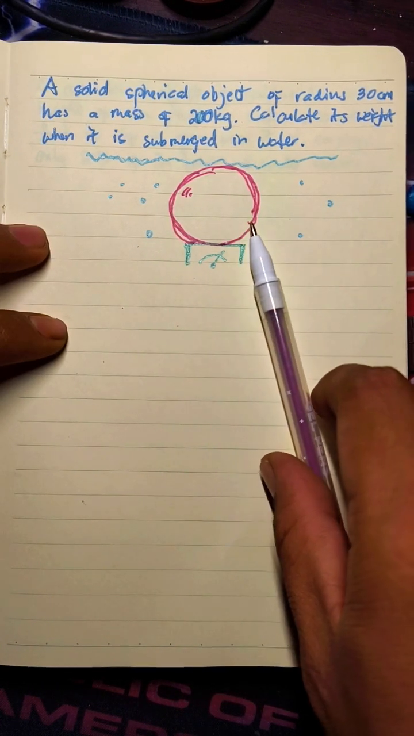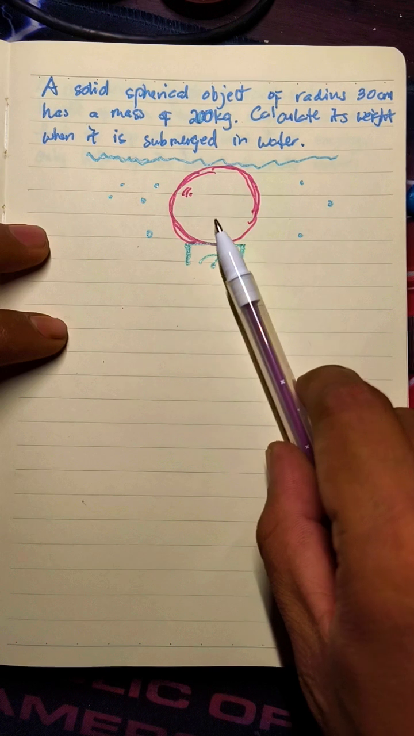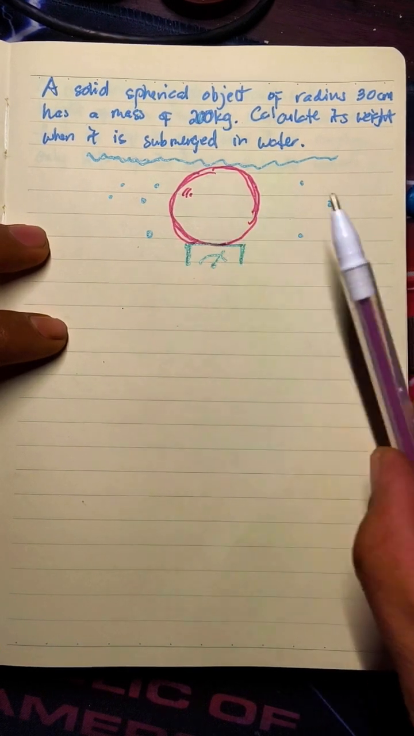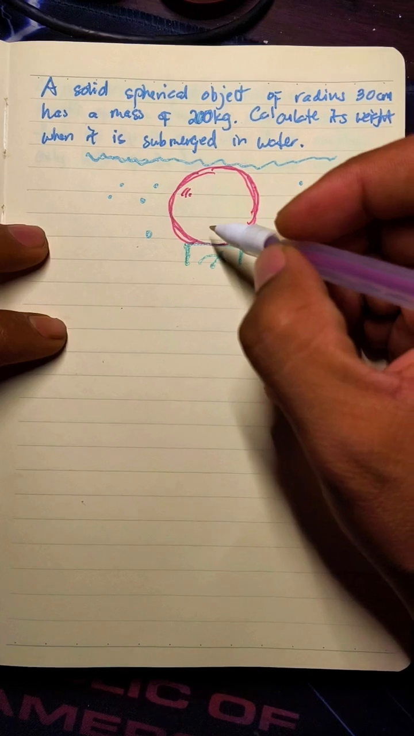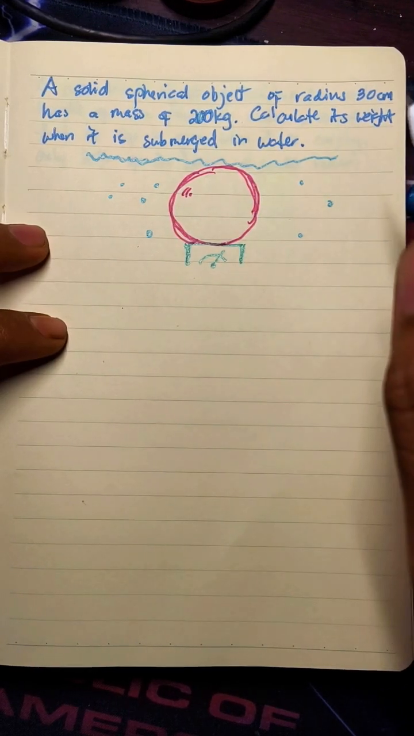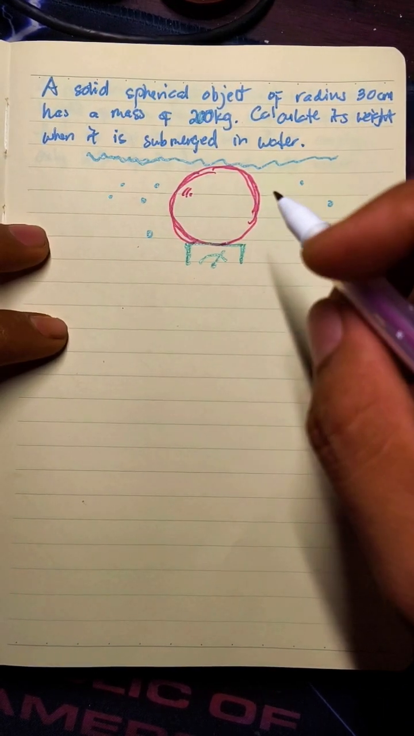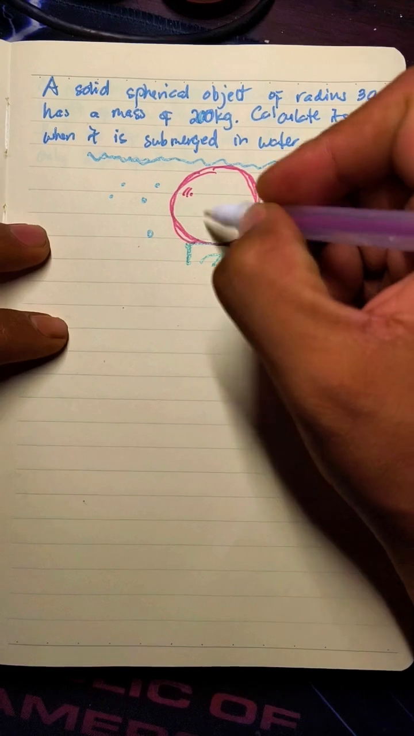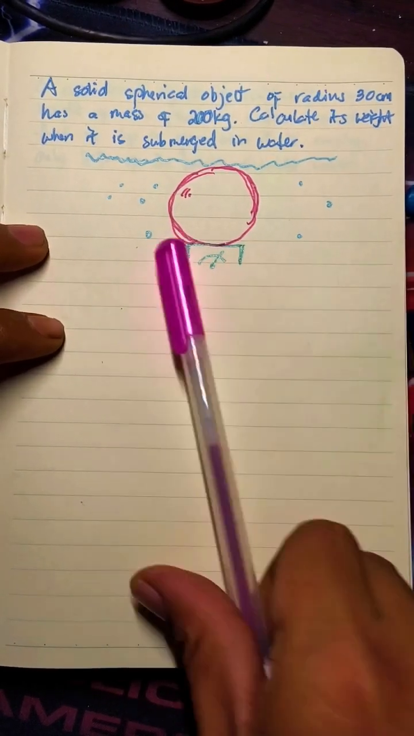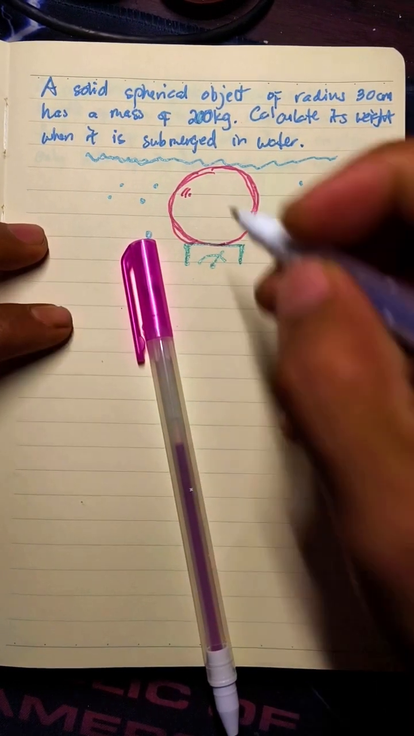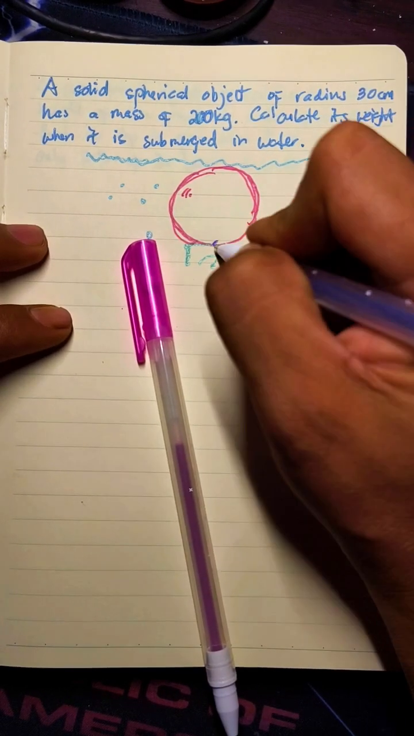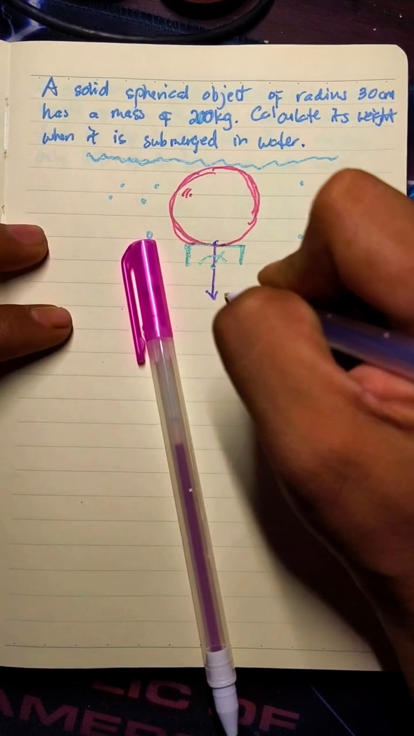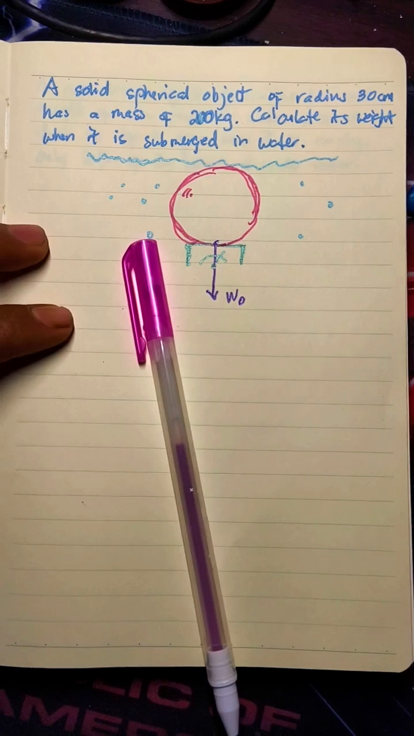And why do objects weigh differently when submerged in water? It's actually because of the buoyant force, as in our lecture. So let's identify the forces involved here. First, let's add the downward force. The downward force would be the weight of the object. Downward force is just the weight of the object.